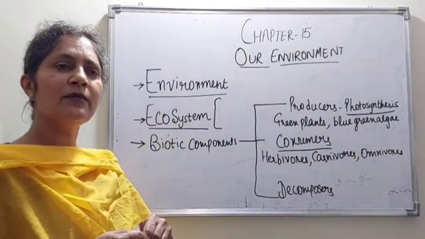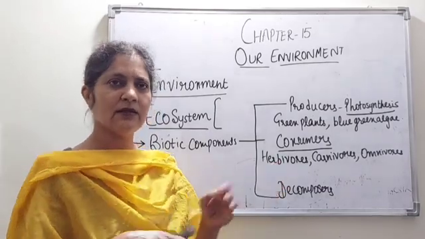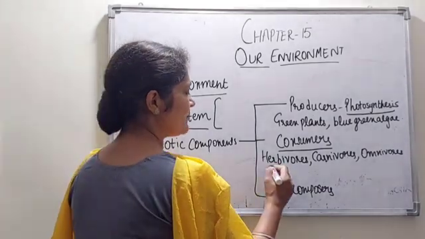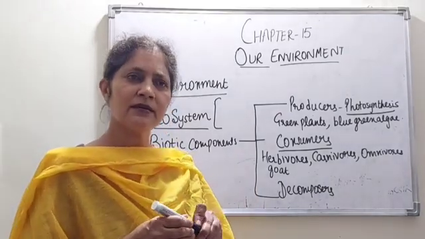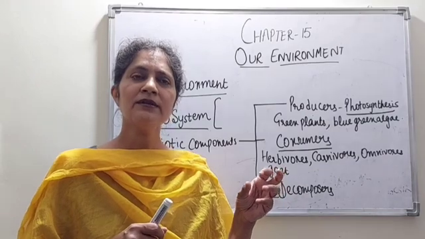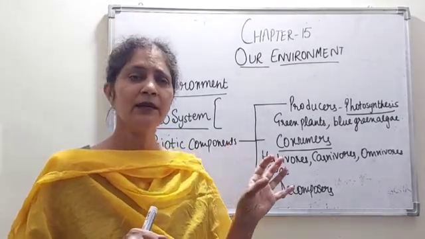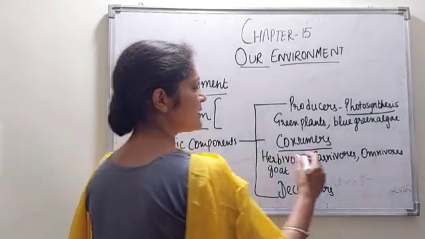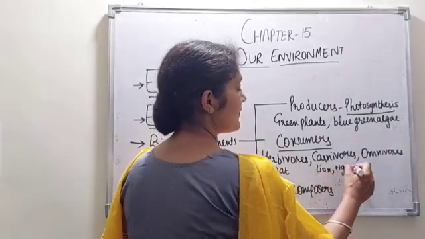Now what are herbivores? Those which eat only plants and plant products. These are known as herbivores. Like, for example, you can give goat. It is a herbivore, right? Now second are carnivores. Carnivores are those which eat only flesh of other animals. They don't eat plants. Like you can give the example of lion, tiger, etc.